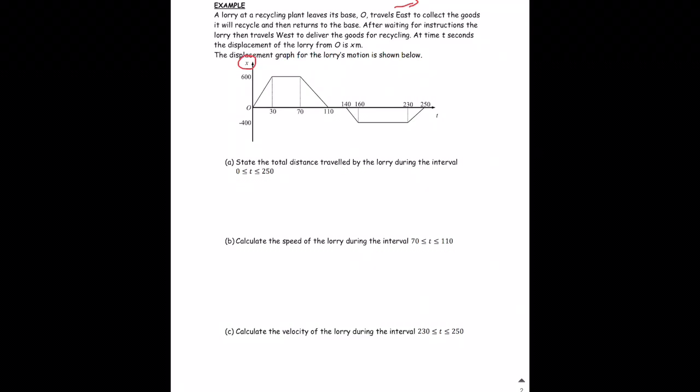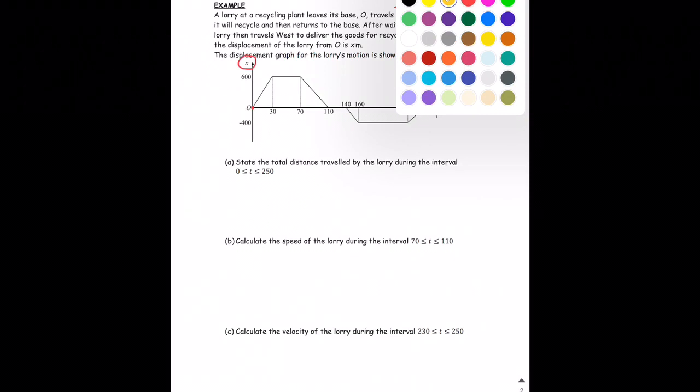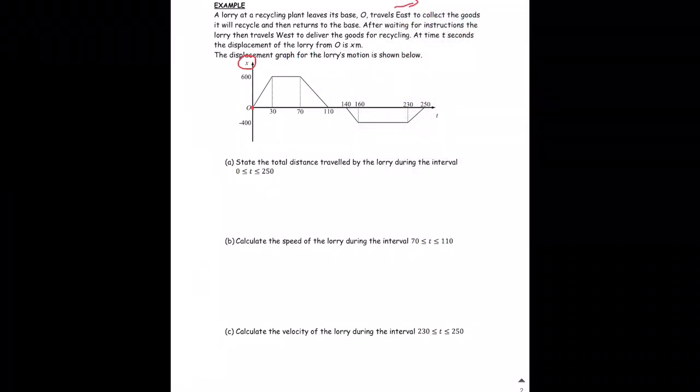As you can see here, it starts off at the origin, when it's at its base, and then the further it moves up there, over 30 seconds, it travels 600 meters away. Here then it's flat, so that represents a constant displacement. It's staying in the same place. Its displacement isn't changing.